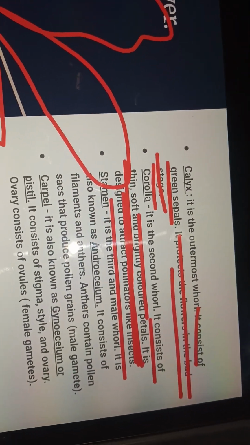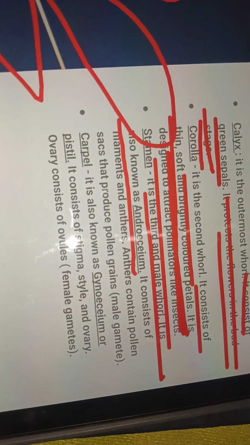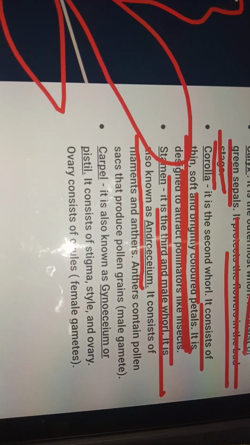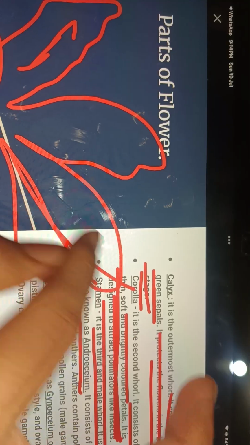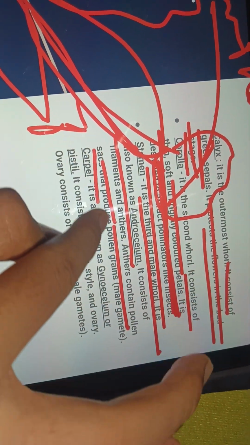Okay. Stamen. It is the third and the male whorl. It is also known as androecium. It consists of filaments and anthers. This is the filament. This is the anther. Anthers contain pollen sacs that produce pollen grains.